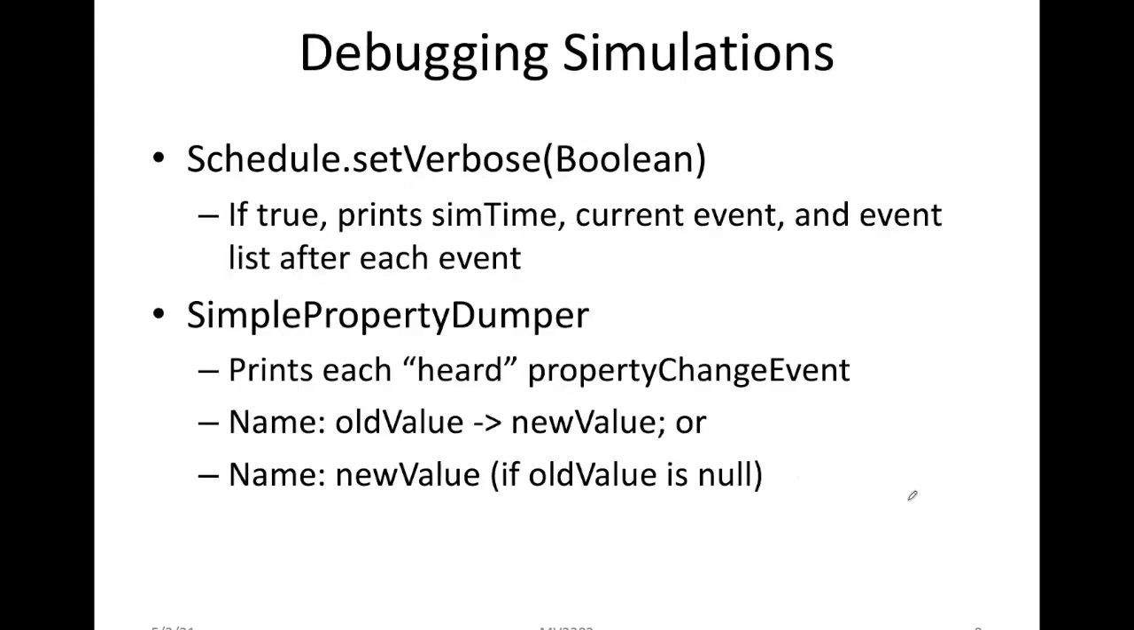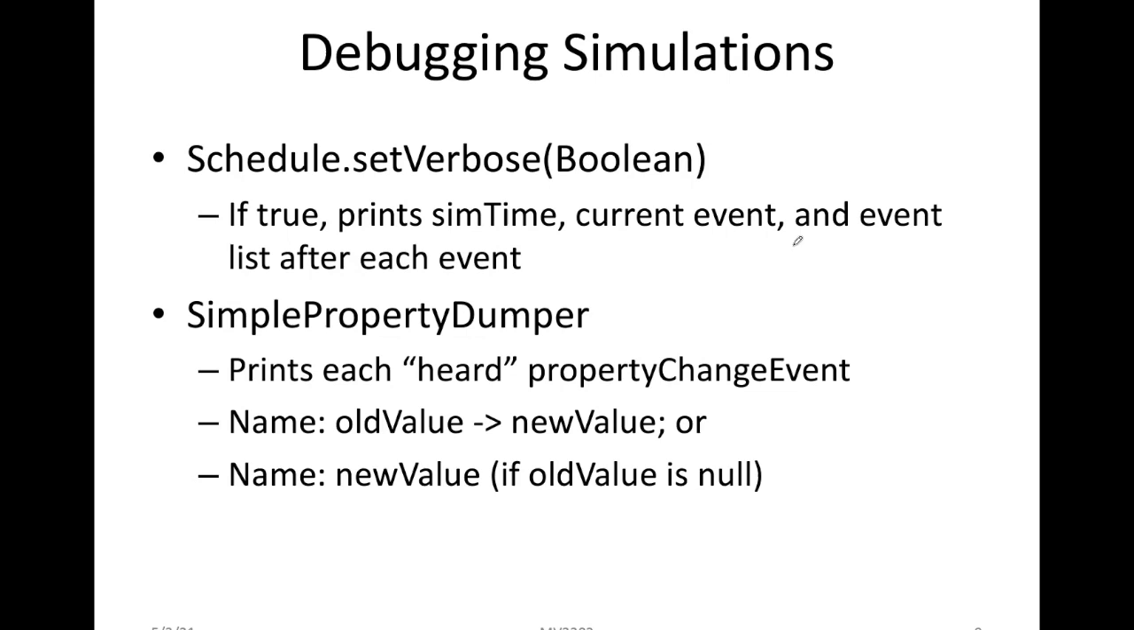Okay, so how do we debug these things? Well, first, verbose mode. What that does is output the event list and the current simulation time after each event. If the event list is running with verbose set to true, it prints the sim time, the current event, and the event list after each event. And what's important is that when you're looking at it for each event, you say, okay, what are the state transitions?